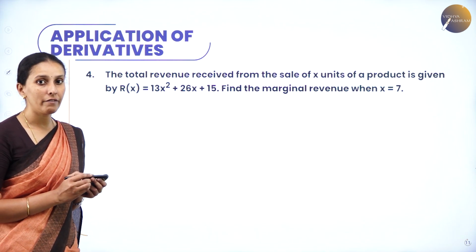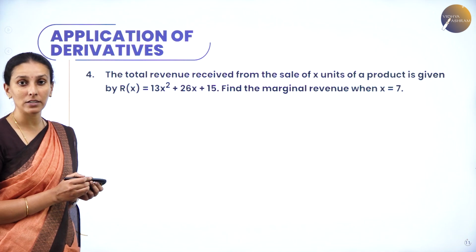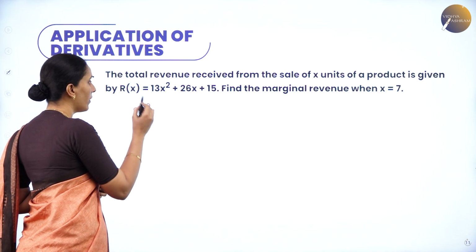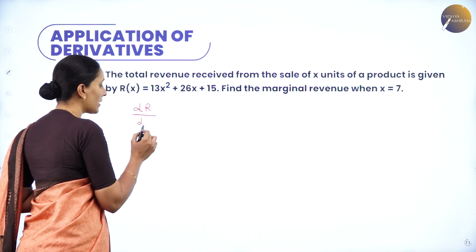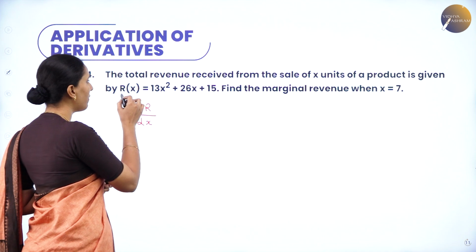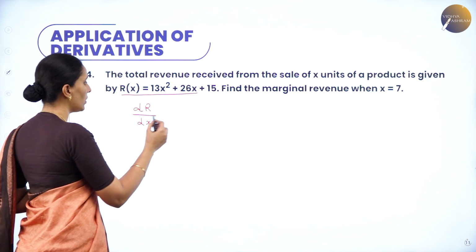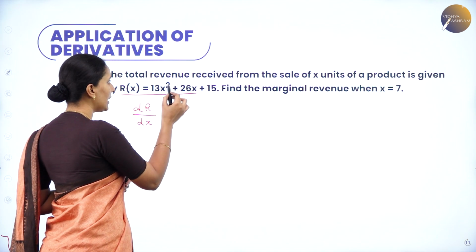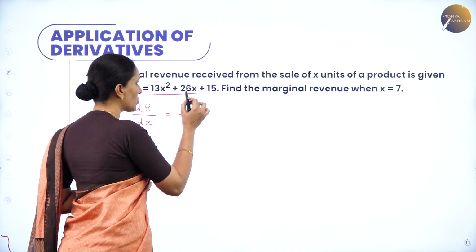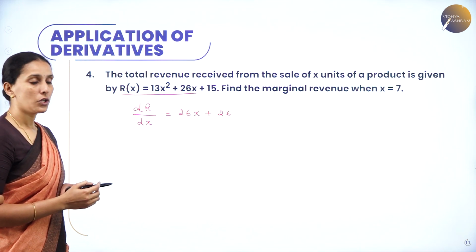So, marginal revenue is nothing but the rate of change of total revenue with respect to the units. So here x is units and R is revenue. So the R function is given. We have to differentiate with respect to x. So then this will be 13 into 2x, which is 26x, plus 26 plus 0. So this is 26x plus 26.